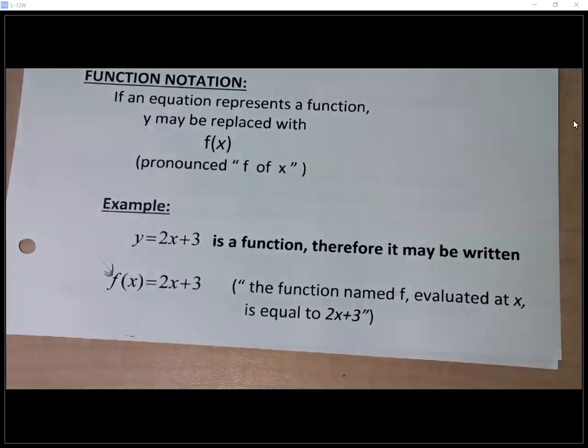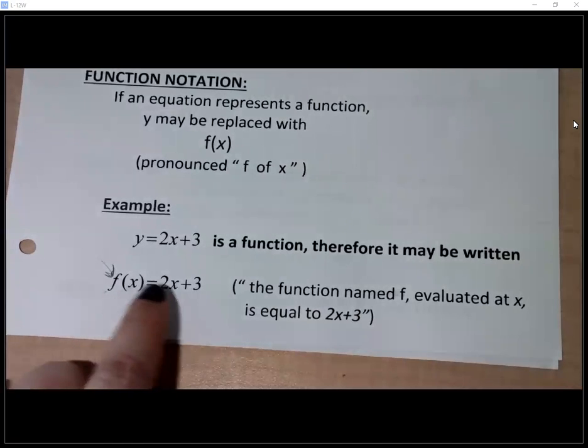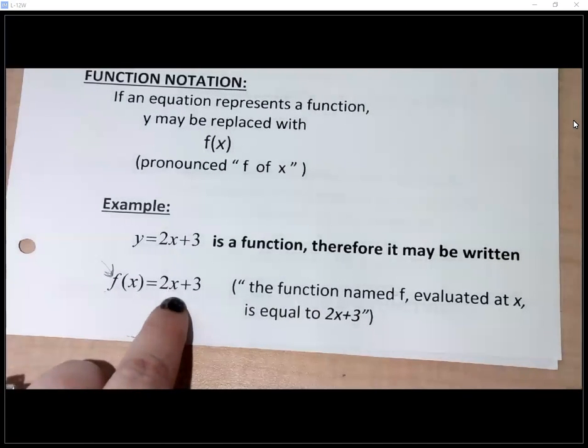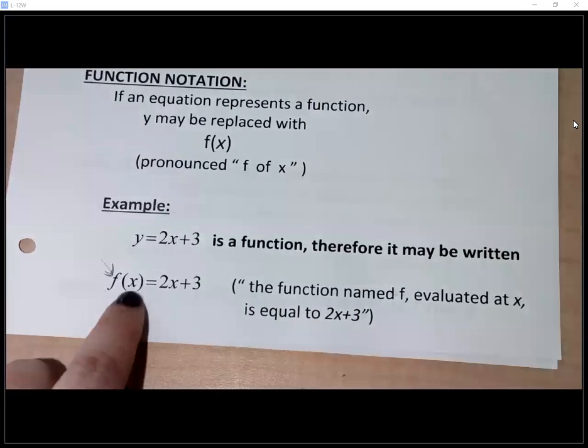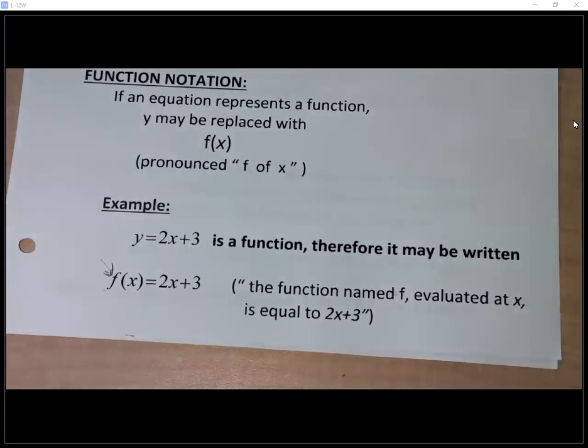So we could replace that with a number. We could replace that with an expression. I would just take whatever is inside those parentheses and replace the variable in the problem with whatever is inside of those parentheses. Make sense?